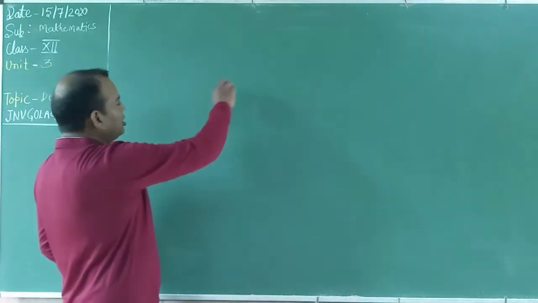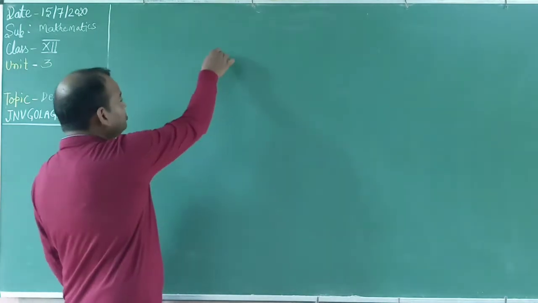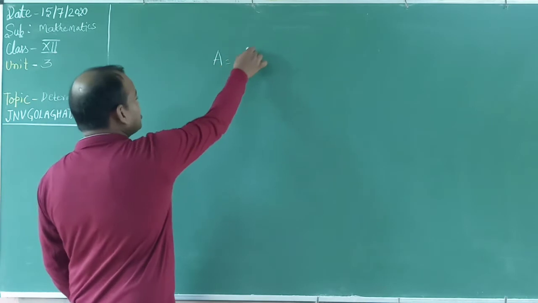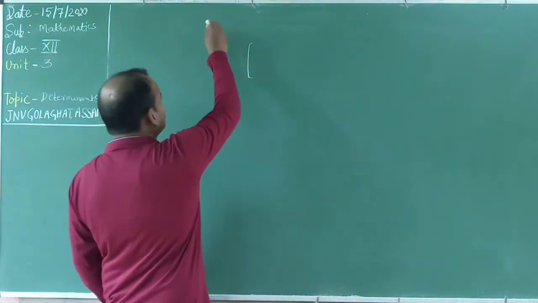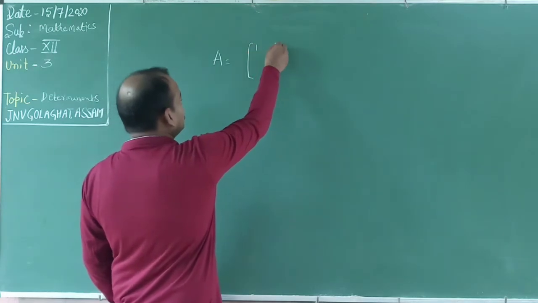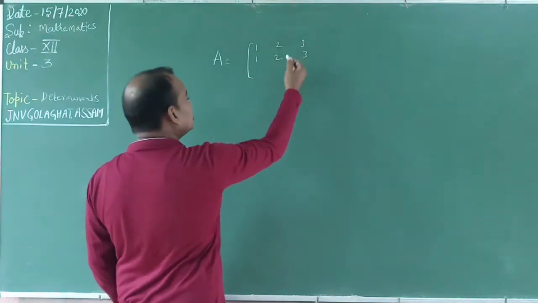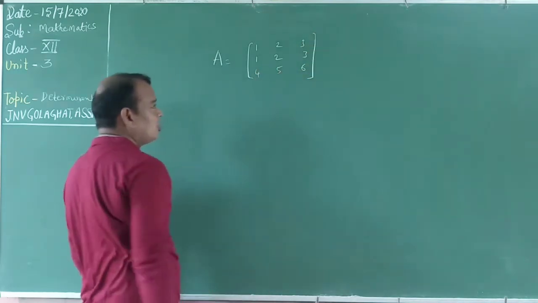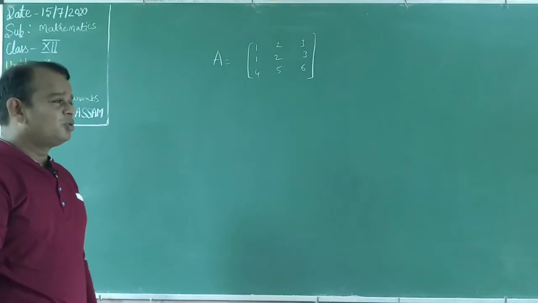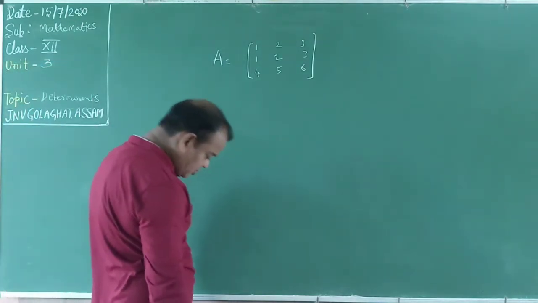First of all, we will take one matrix, whether it is 3 by 3 or 2 by 2. Suppose A is equal to 1, 2, 3, again 1, 2, 3, 4, 5, 6. What have you observed in this one? Two rows are identical, meaning two rows are the same. Now we find the determinant.